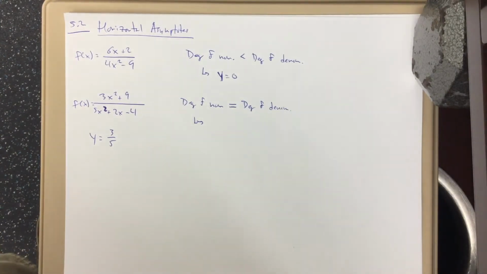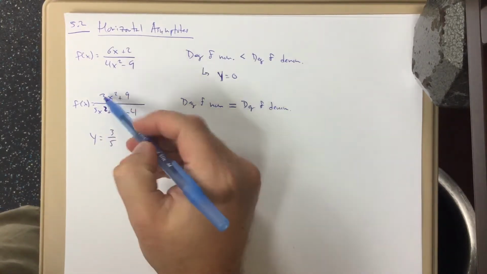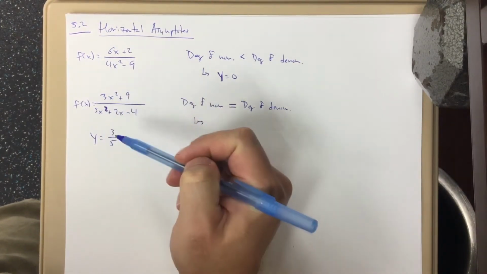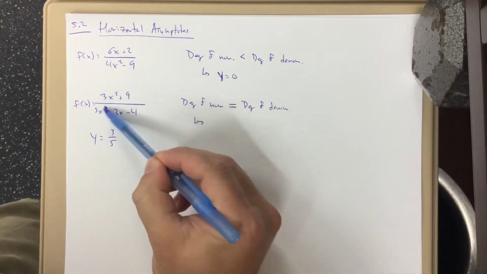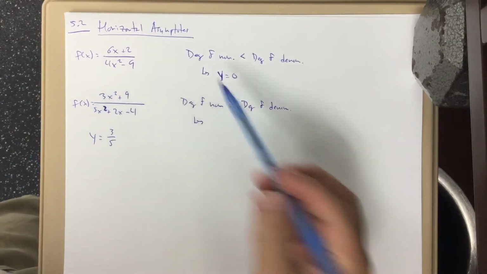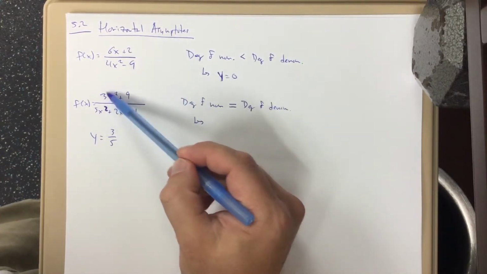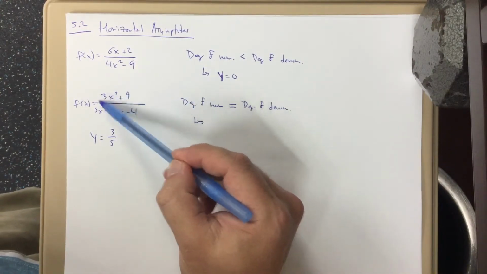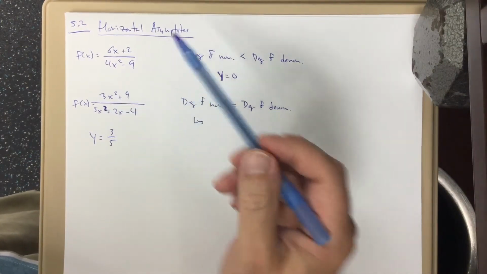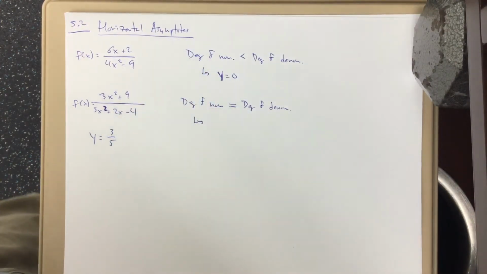Anybody see where it came from? Right here, 3 and 5. We look at the leading terms of the numerator and the denominator, and here's a 3. This is called the leading coefficient, the number in the leading term. This is 3, this is 5. We put 3 over 5, and that's where the horizontal asymptote is going to be. I have a hard time saying that in words.